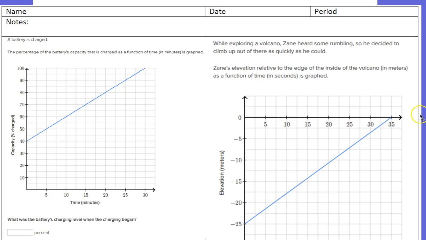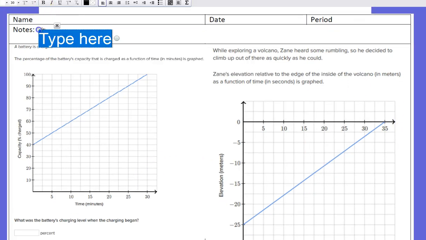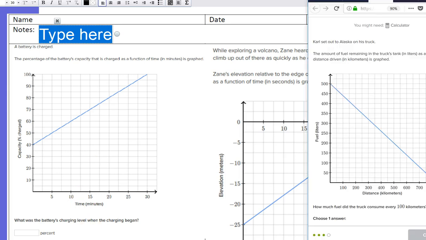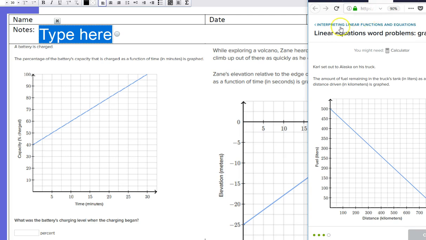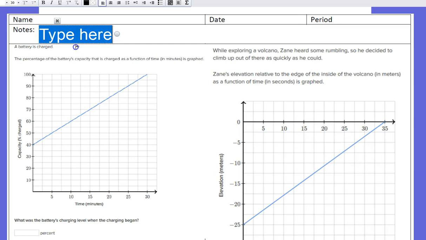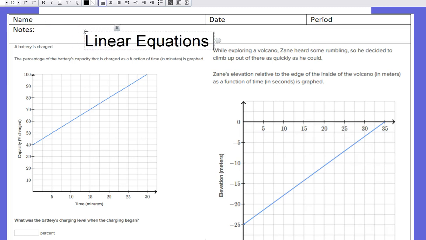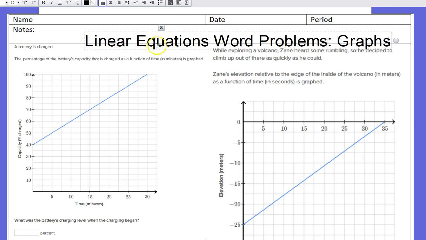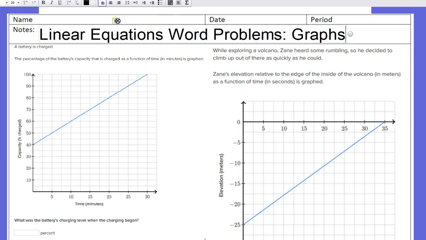All right, we got a brand new bite of the whale today. It is called, let me double check the name of the assignment here. It is called Linear Equations, Word Problems, Graphs. Incidentally, what are you doing right now? You are writing the name of the assignment that you must complete at the top of your page.